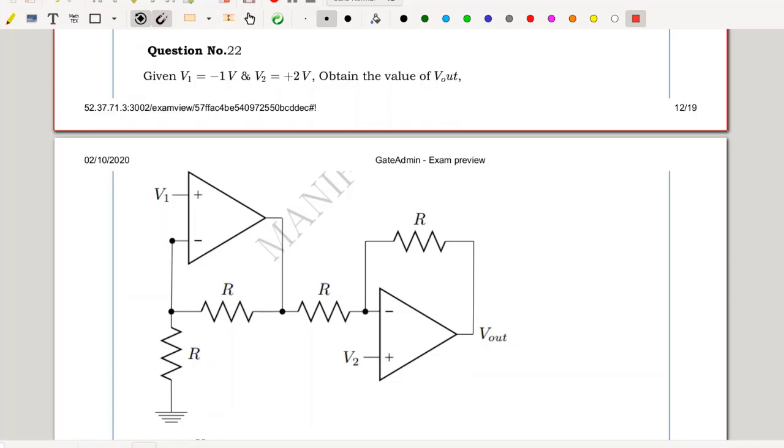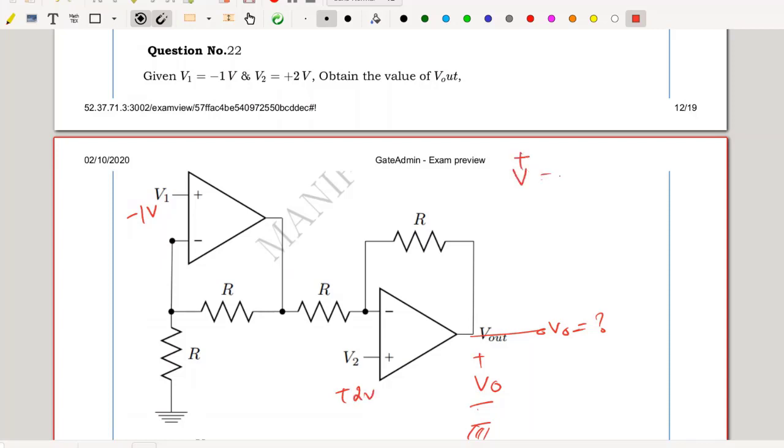Question number 22. Given V1 equals minus 1 volt and V2 equals positive 2 volts, obtain the value of V out. This V out is to be identified with respect to ground. V1 is given as minus 1 volt, V2 is given as positive 2 volts. Both op-amps are connected in negative feedback mode, hence V plus equals V minus is valid in both cases. That implies this voltage is nothing but minus 1 volt with respect to ground.